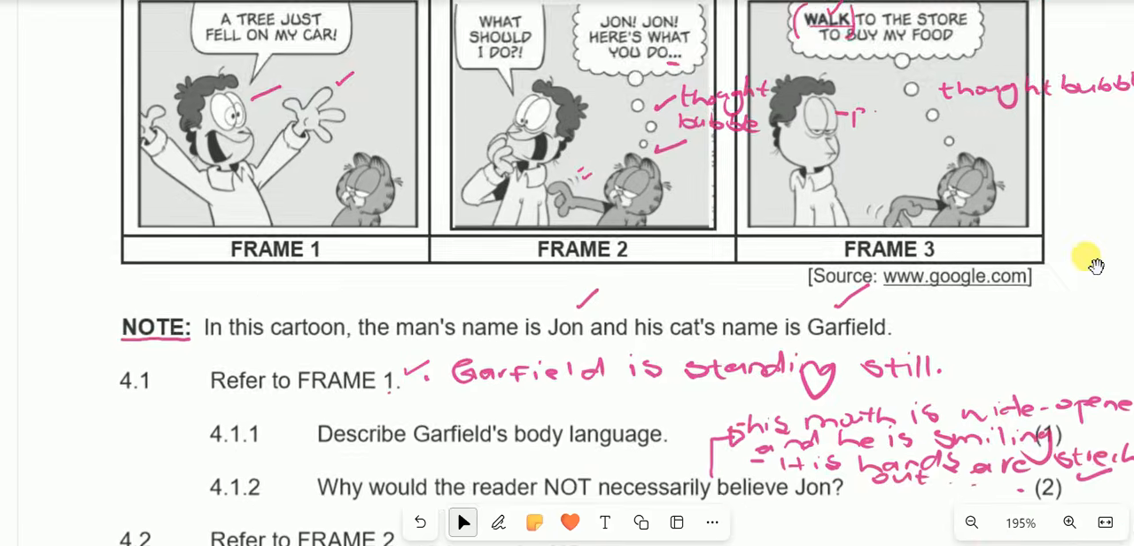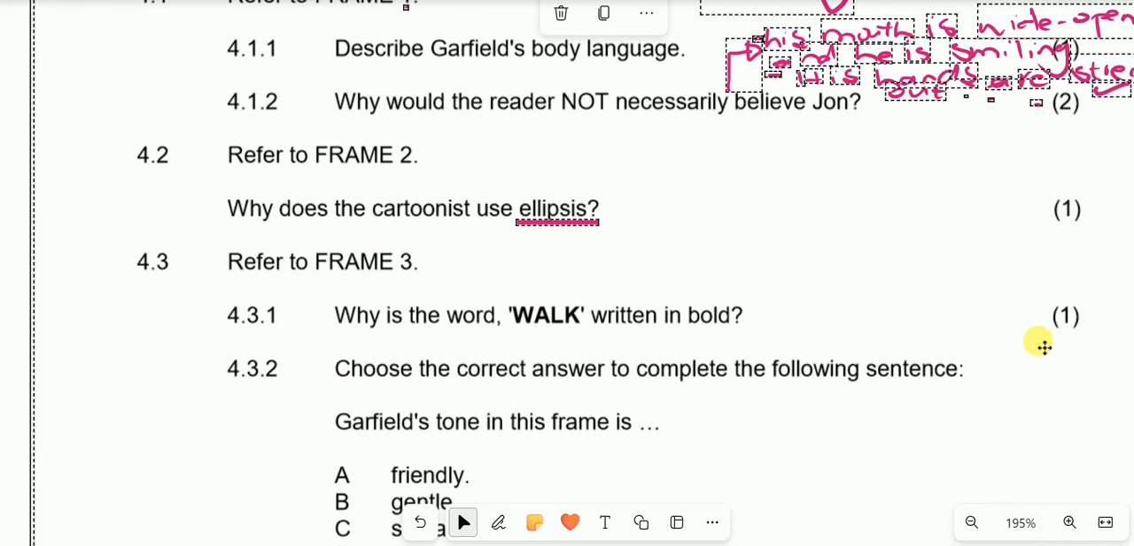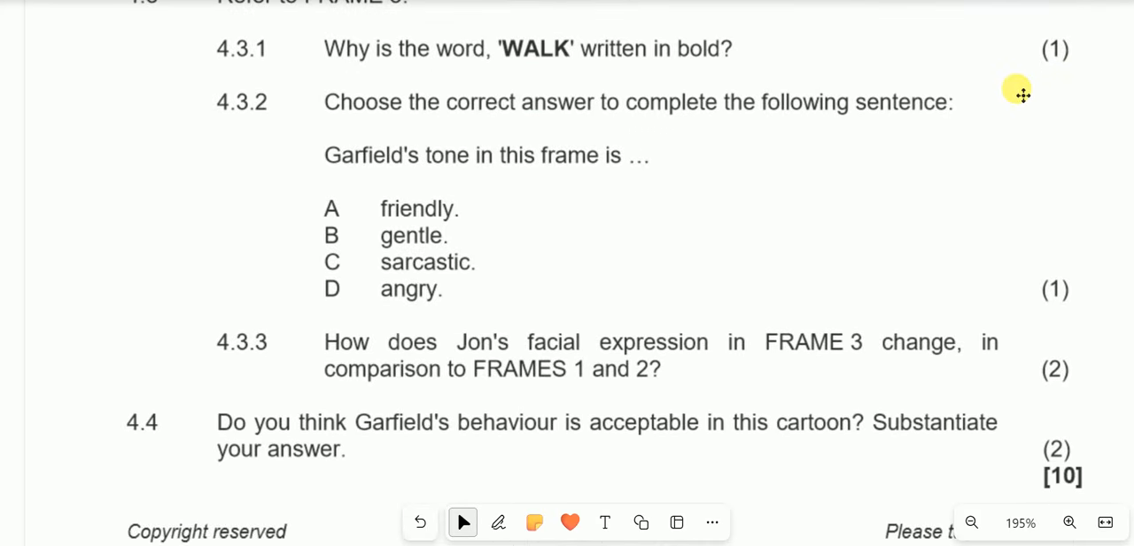So you see, once you have analyzed thoroughly your cartoon, you won't struggle when you get to the responses. Then choose the correct answer to complete the following sentence. Garfield's tone in this frame is... tone. Remember the issue of tone. We also speak about tones a lot in literature and paper two. Tone is when you check the diction, the choice of words of the character, then you are able to pick up what is a possible attitude of the character when conveying those words.